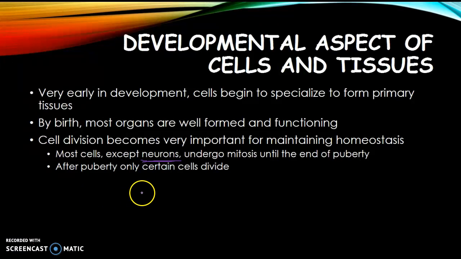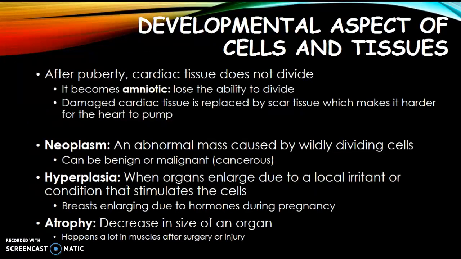And then after puberty, only certain cells divide, one of those being cardiac muscle cells. So after puberty, your cardiac muscle cells become amitotic, which means they lose the ability to divide. This is why when people have heart attacks or as they age, the heart just starts to get a little bit weaker and weaker and it's harder to pump.